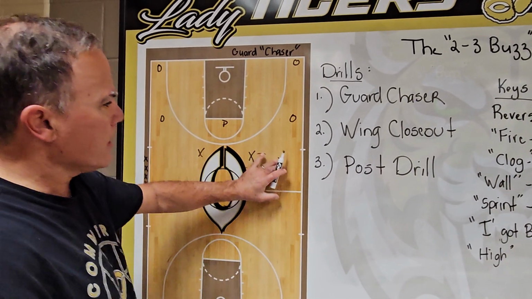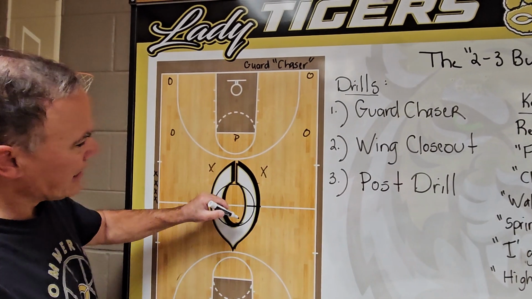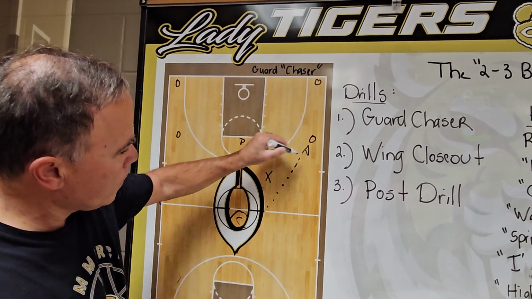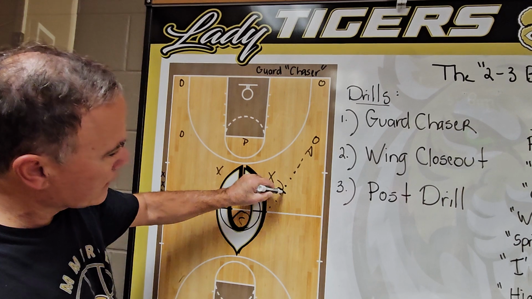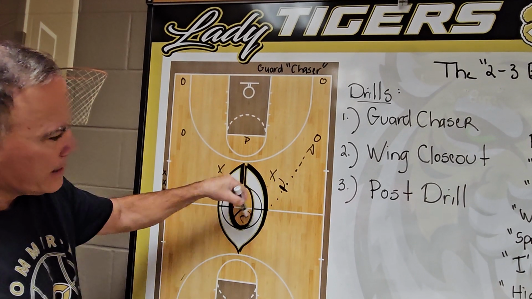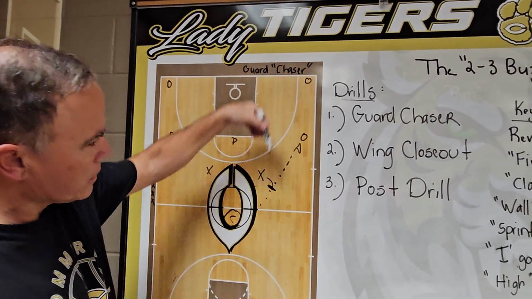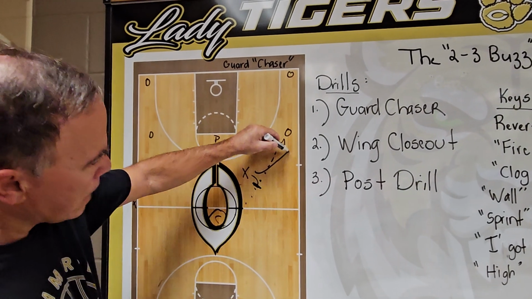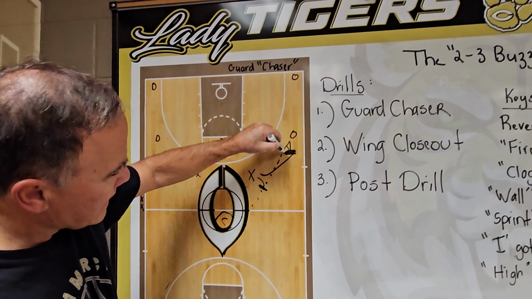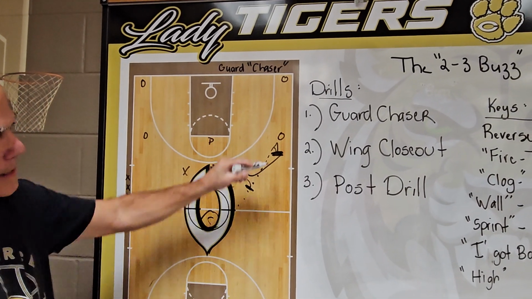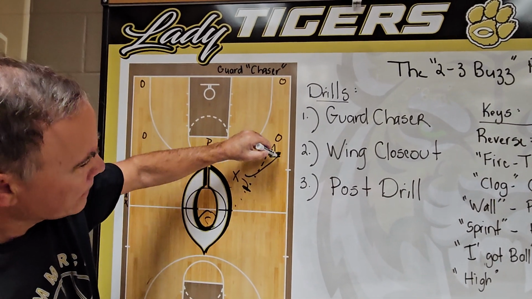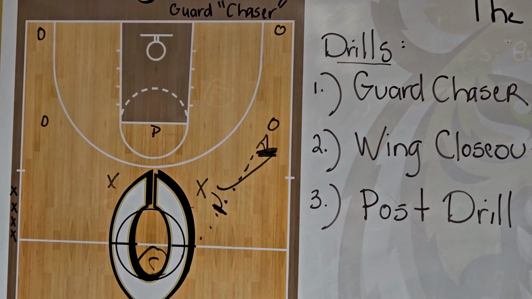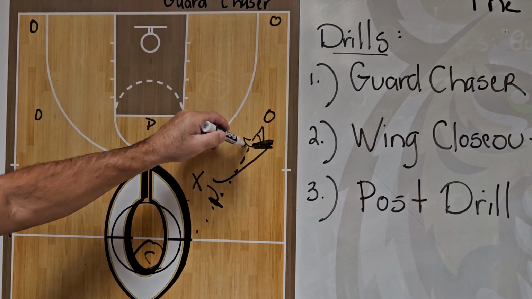The second phase is passing it to the wing. The coach will make a pass to the wing. Now, we want the players playing the passing lanes and forcing the coach to lob it. When she does that, she will rotate here and get in what we call a wall position. Notice how I'm diagramming that. She's in a wall position, taking away the pass back out. She could be off just a little bit.